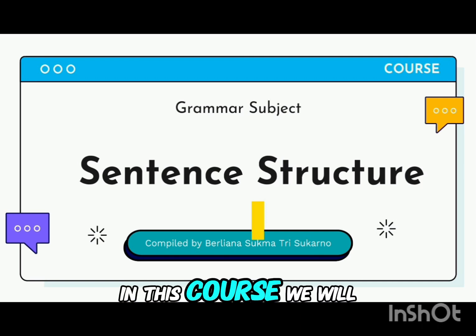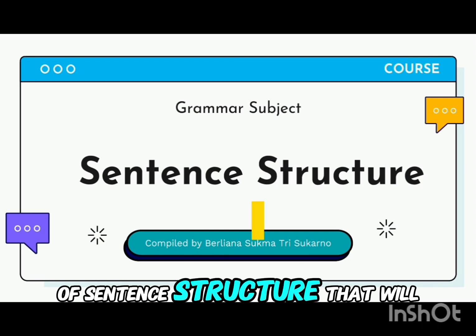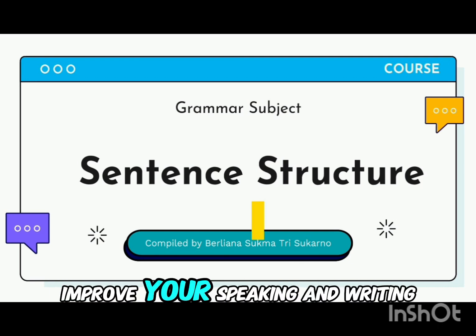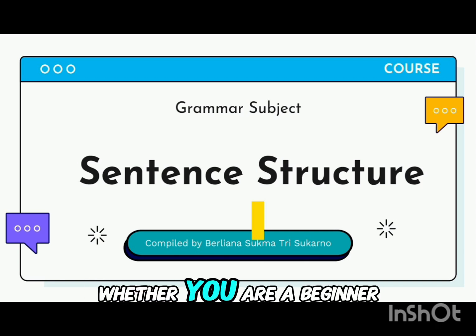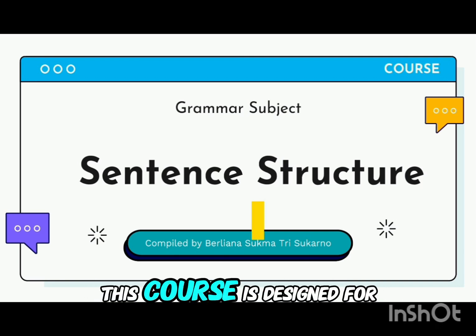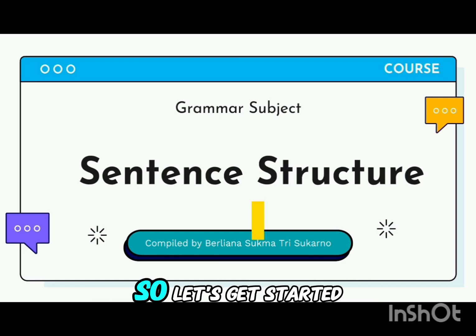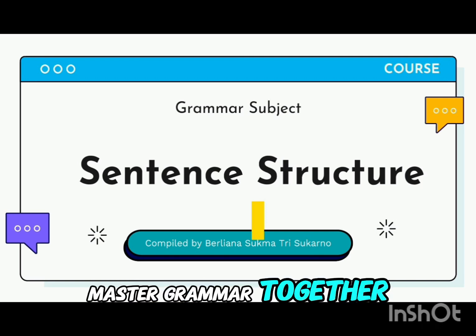In this course, we will explore the essential rules of sentence structure that will help you improve your speaking and writing skills. Whether you are a beginner or looking to refresh your knowledge, this course is designed for you. So let's get started on this exciting journey to master grammar together.